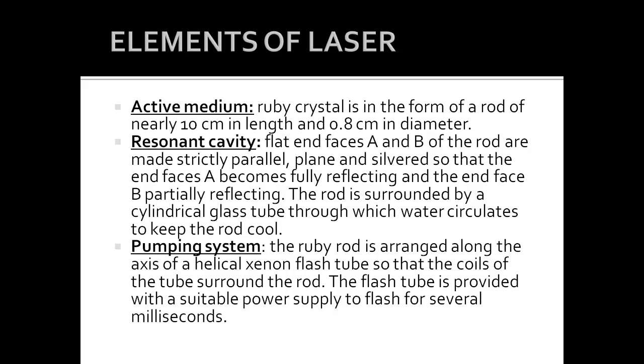And the ruby rod is surrounded by a cylindrical glass tube through which cool water is circulated to keep the rod cool. Coming to the pumping system, as the active medium is a solid material, here we are going to use optical pumping, for which a xenon flash lamp is used. The xenon flash lamp will be in the form of a helix in which the ruby rod is inserted. The flash tube is provided with a suitable power supply. For every several milliseconds, it will give a flash.